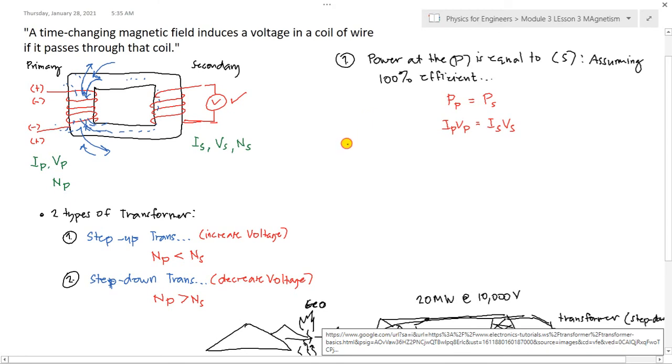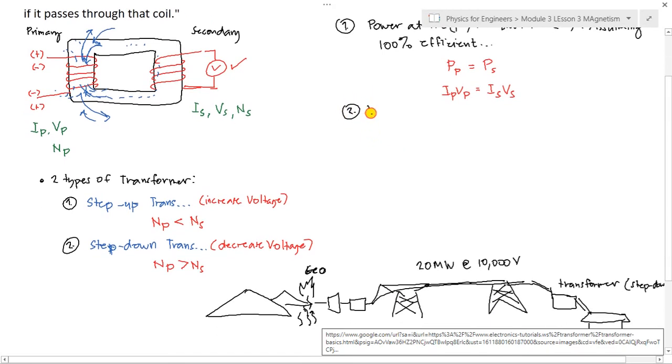The second condition is that the voltage and the number of turns, that is N, are directly proportional.